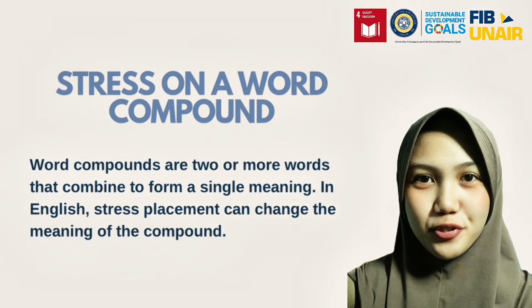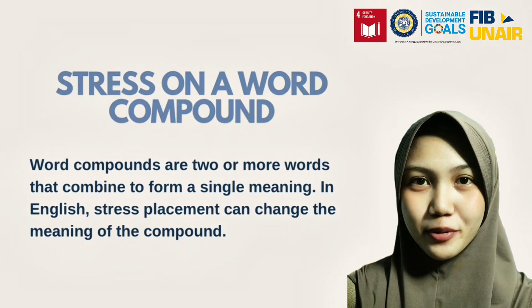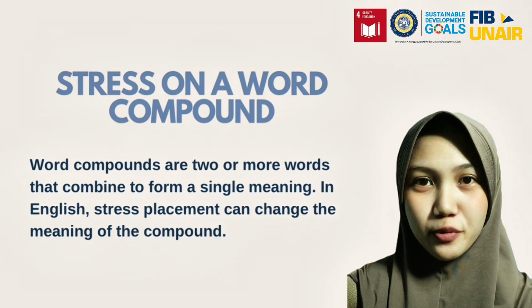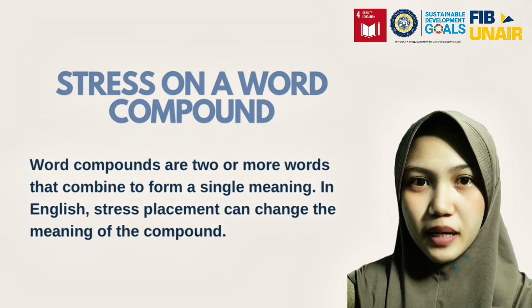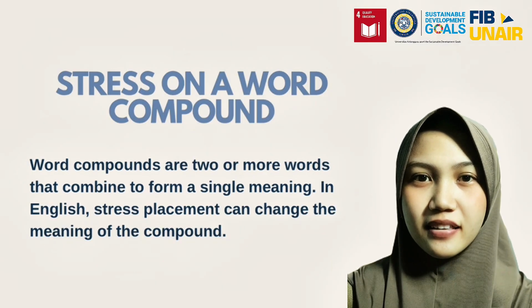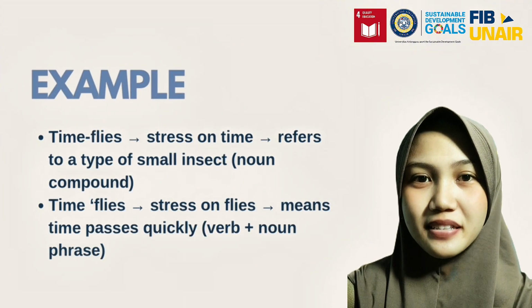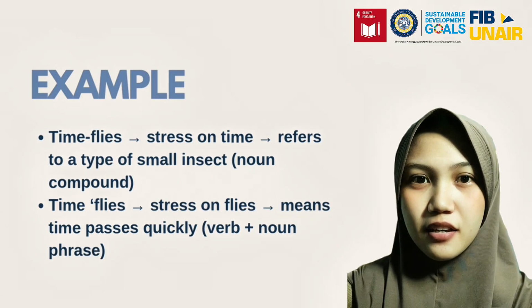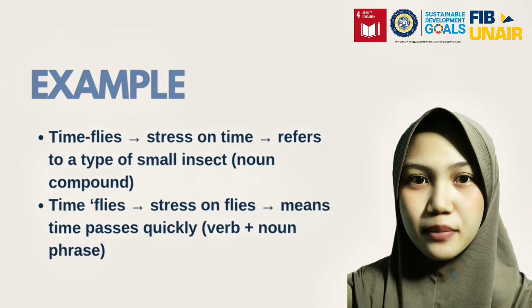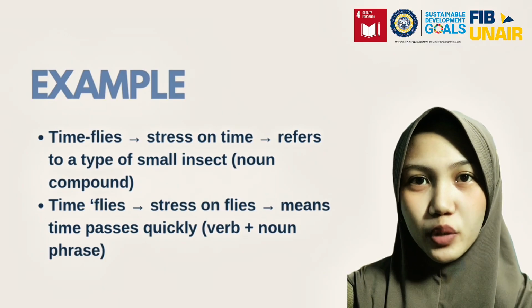Now, let's move to stress in a word compound. A word compound is made up of two or more words that create one meaning. According to Roach 2020, stress in English compounds usually falls on the first element. But what's important is that the stress pattern can also change the meaning of the compound. One example is the phrase time flies. If I say time flies with the stress on time, it actually refers to a type of insect. But if I say time flies with the stress on flies, it means that time is passing quickly.